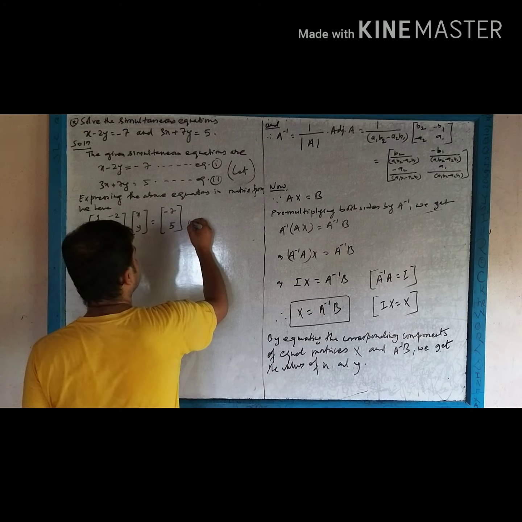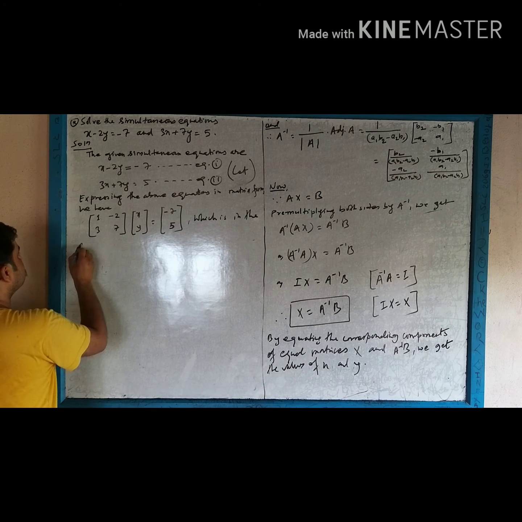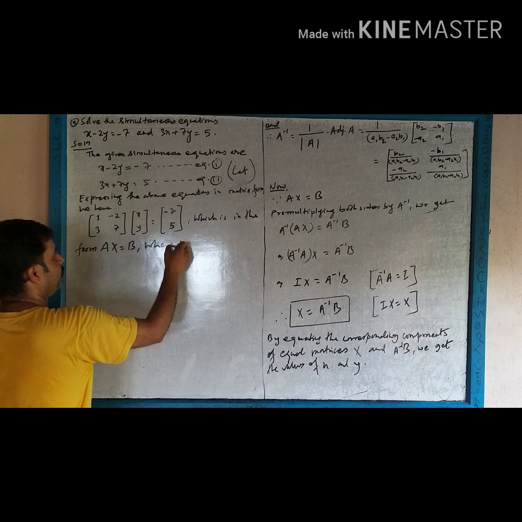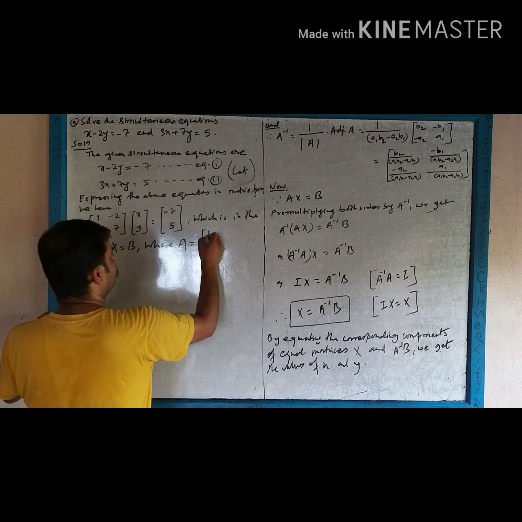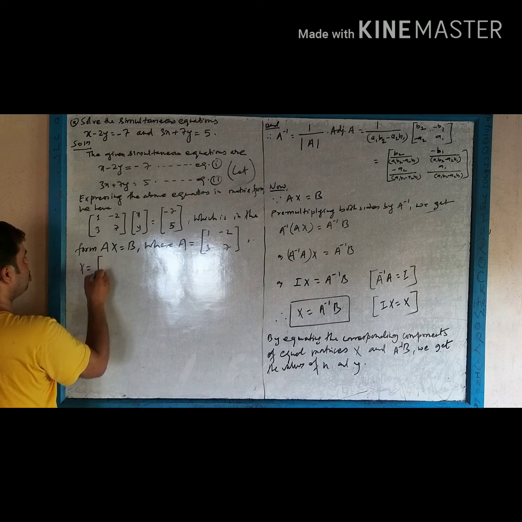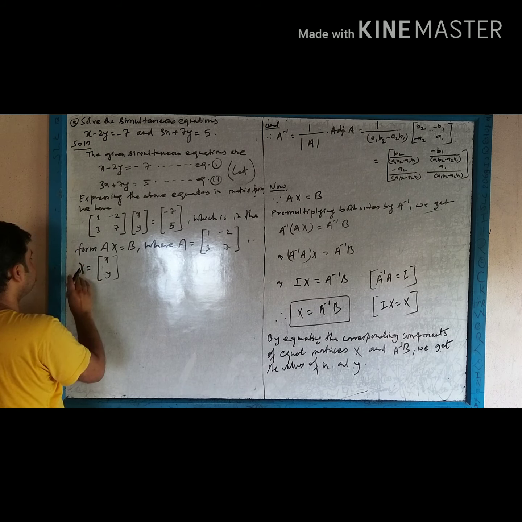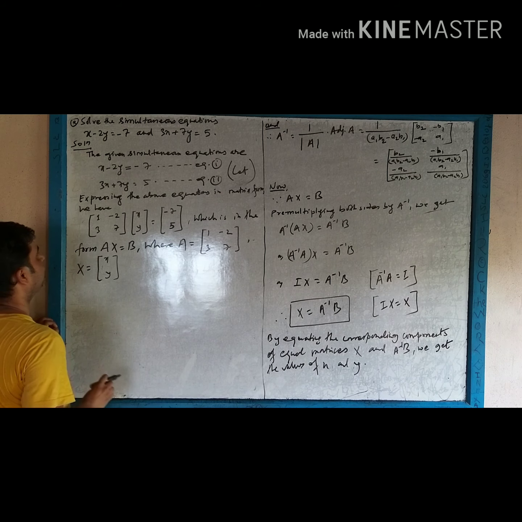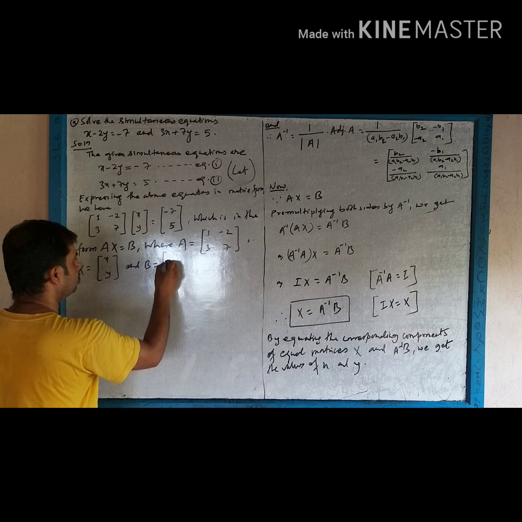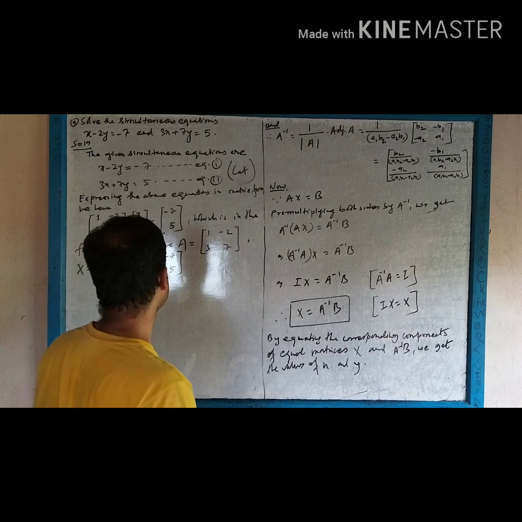Now, which is in the form AX equals B, where A is the matrix [1, 3; -2, 7], X is the matrix [x; y], because matrices are denoted by capital letters, so here I am using capital letters, and B is the matrix [-7; 5]. Okay, let's go.